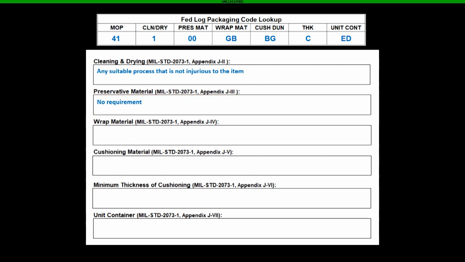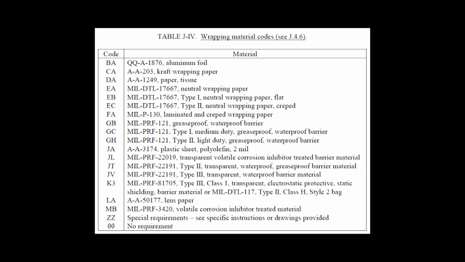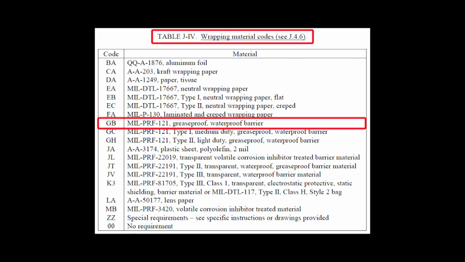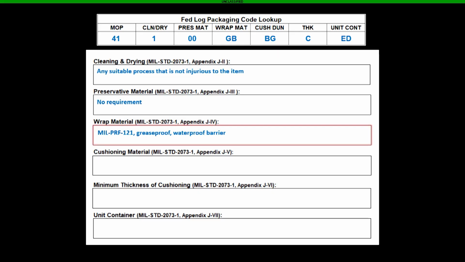After preservatives comes the wrap material code of GB. Wrap codes are found in Table J4. For a code GB, we can see from the table that we are to use MIL-PERF 121 greaseproof, waterproof barrier as our wrap material. Record this on the worksheet.